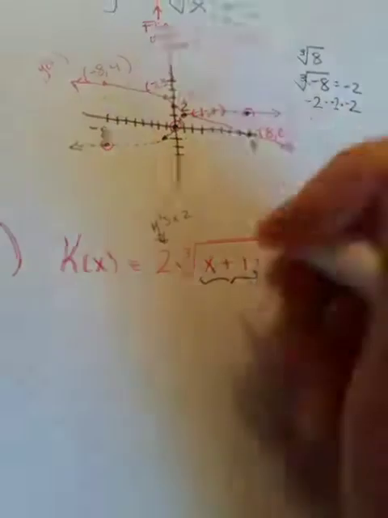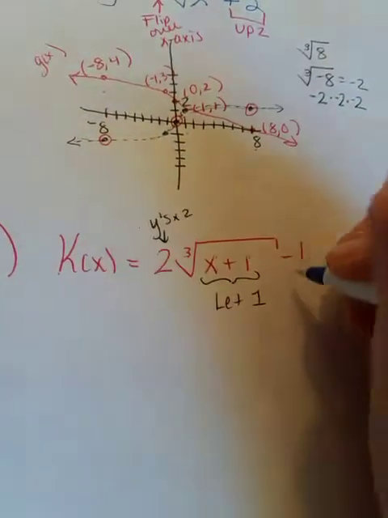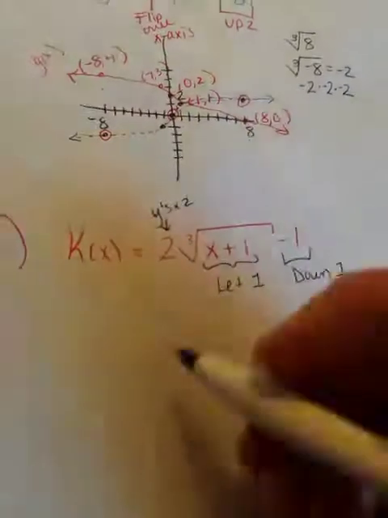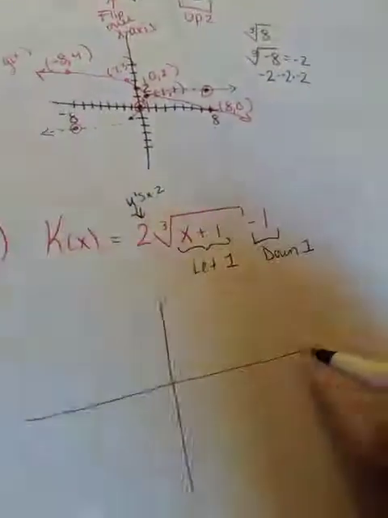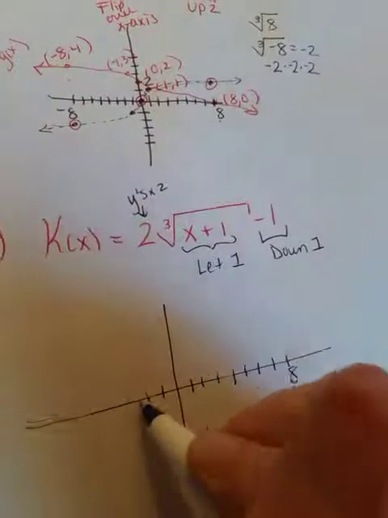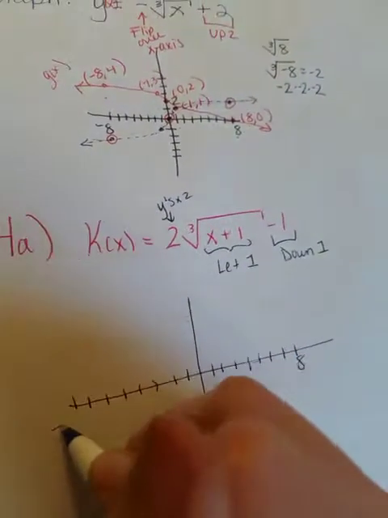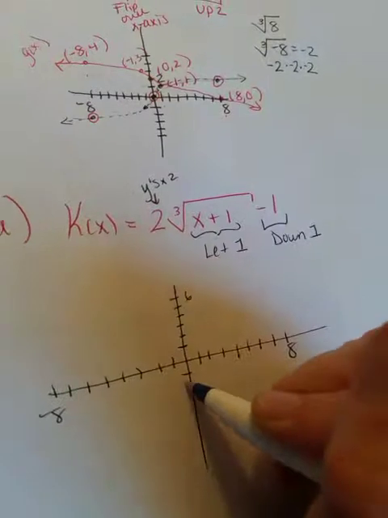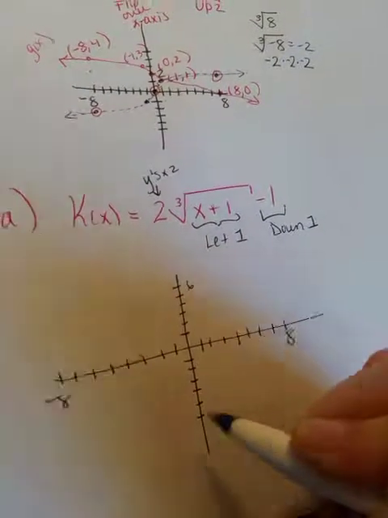Here you're going left 1, and then you're going down 1. All right, so 1, 2, 3, 4, 5, 6, 7, 8. 1, 2, 3, 4, 5, 6, 7, 8. 3, 4, 5, 6. 1, 2, 3, 4, 5, 6. Actually, I need to go one more.